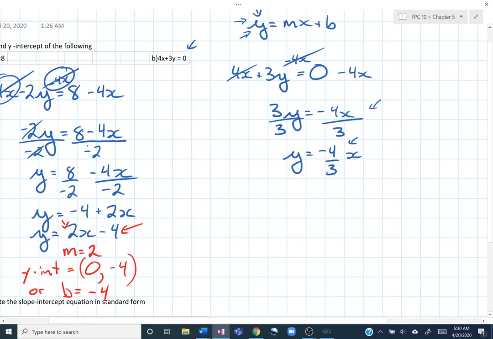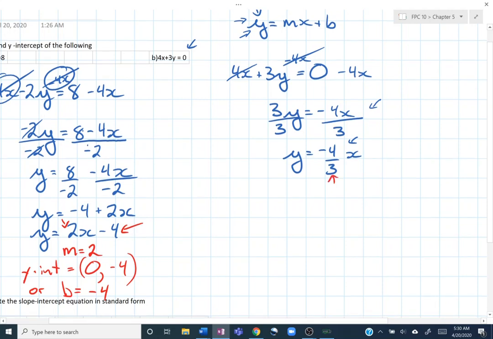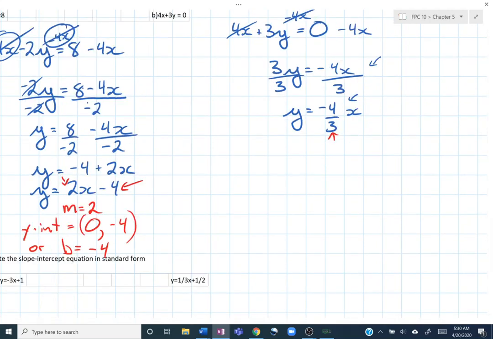So this one's easy to see. The number in front of our x, the coefficient with our x term, is negative 4/3. That will be our slope. But we have no constant out in front to figure out what our y-intercept is. So we need to think critically what number could be there, but that we wouldn't need to write.